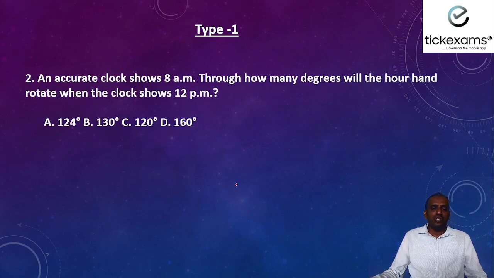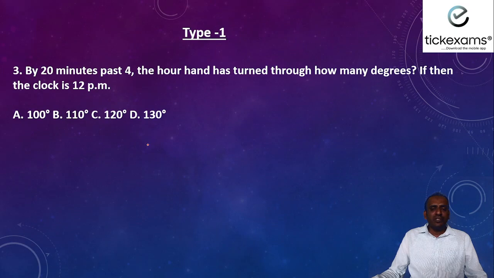An accurate clock shows 8 a.m. Through how many degrees will the hour hand rotate when the clock shows 12 p.m.? Again the same, from 8 a.m. to 12 p.m. we have got 4 hours. We know very well each hour it is 30 degrees. So 4 into 30, 120 degrees. Option C will be the right answer.